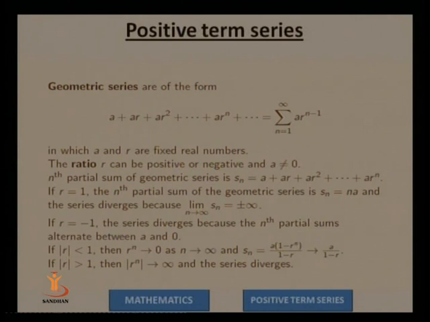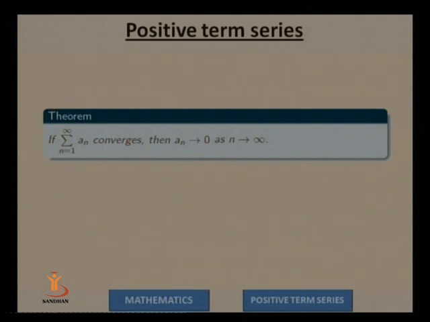Now if we have mod r greater than 1, we know that the nth power of r will go to infinity in absolute value, that is mod r raised to n tends to infinity, and in that case Sn will go to infinity. So that partial sum sequence diverges, and therefore the series will diverge. So here the final conclusion is that the geometric series summation n equals 1 to infinity a r raised to n minus 1 will converge only if the ratio mod r is less than 1, right? And in other cases it will diverge.